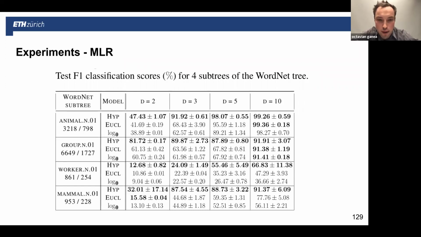So here we have different dimensions: 2, 3, 5, 10. And then we have the hyperbolic softmax layer, we have the Euclidean softmax layer, and we have log 0. So log 0 is essentially a baseline where we take the embeddings in the hyperbolic space, we lift them up with a logarithmic map to the tangent space of 0, which is Euclidean space. And we just do a standard classification like softmax in that space. So you can see that our model is most of the time beating these two baselines.